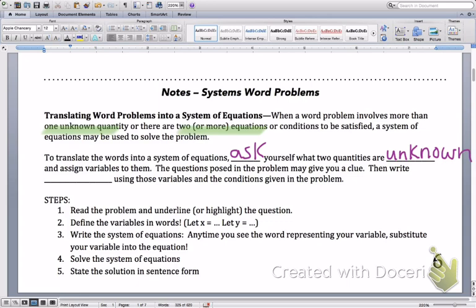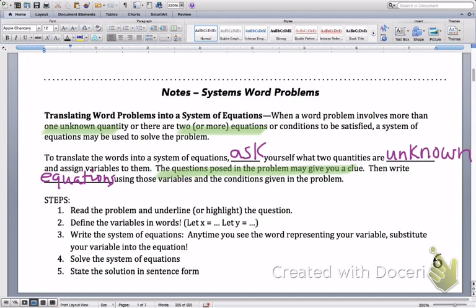So those unknowns, those things that we need to figure out, need to be assigned a variable, generally x and y. The question posed in the problem may give you a clue. So the actual question at the end of the word problem will give you a clue as to what those two unknowns are. Then you write the two equations, and then you just solve them as we've been solving them all of last week.